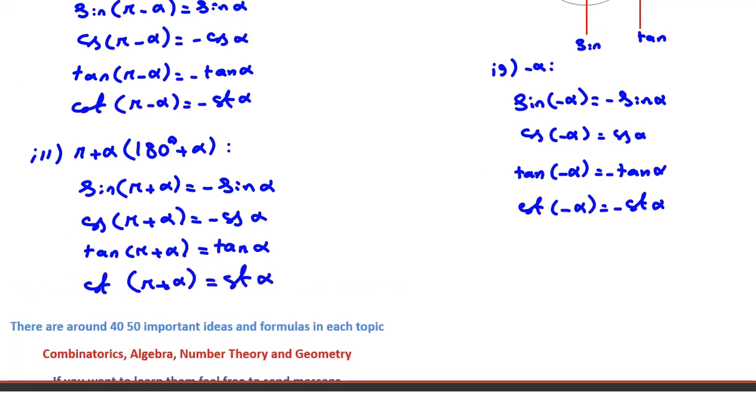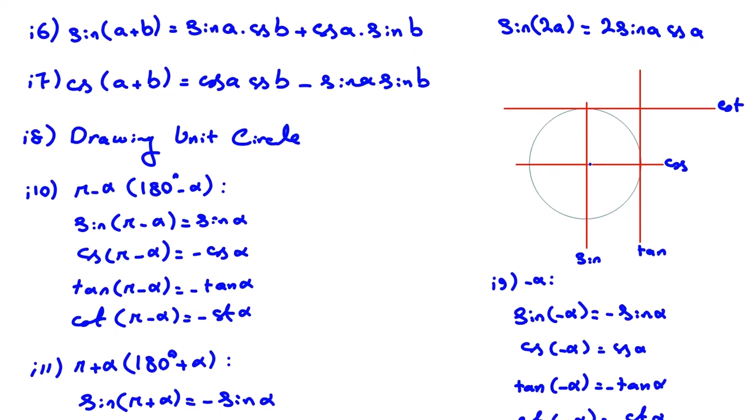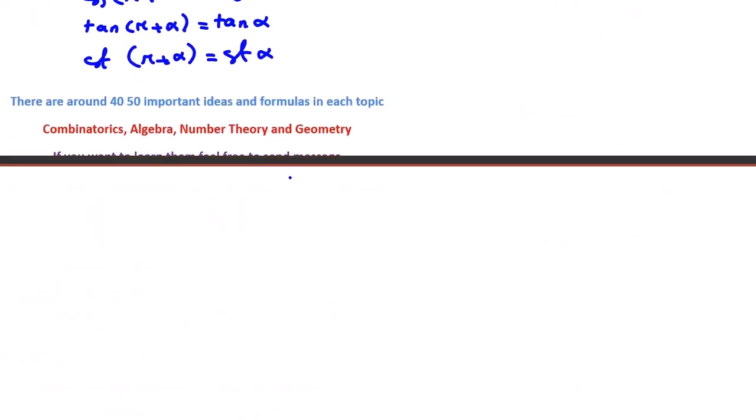Okay, that was idea 11. I told you alpha, this one, negative alpha. The important things are similar to this. For example, sometimes you want to see what sine of pi plus alpha is. I told you pi plus alpha.